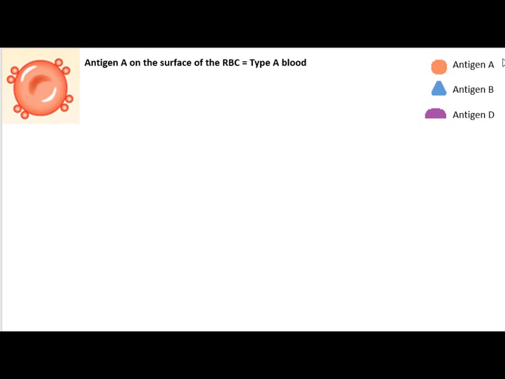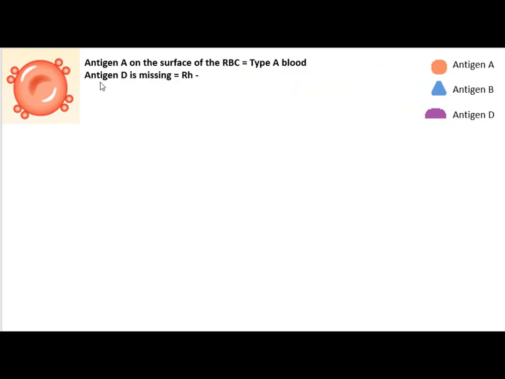So here is the red blood cells. Assume this shape is antigen A, this shape is antigen B, and this shape is antigen D. What antigen is on the surface of this red blood cell? I see that the antigen located on the surface of the red blood cell is this one. So my conclusion is that this red blood cell has antigen A. Because it has antigen A and doesn't have any other antigens, my conclusion is this is blood type A.